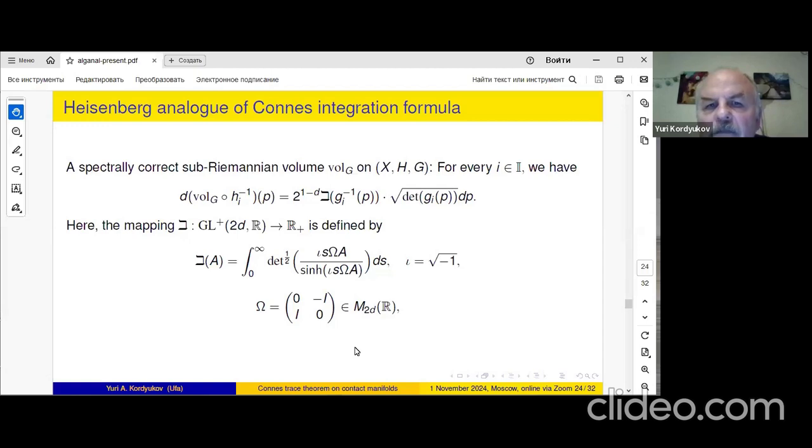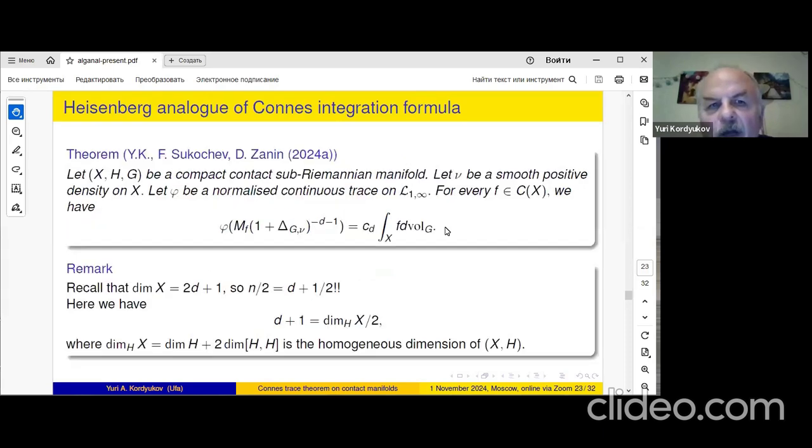And this is really again, some Mehler formula for the harmonic oscillator is hidden here. And so this is an analog of the so-called Riemannian volume form, a spectrally correct sub-Riemannian volume form for a contact manifold. Okay, so this is just for multiplication by functions.